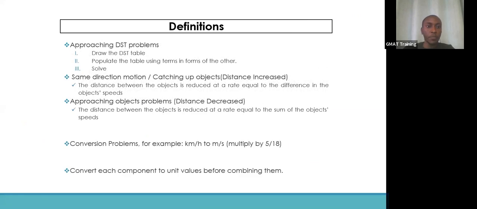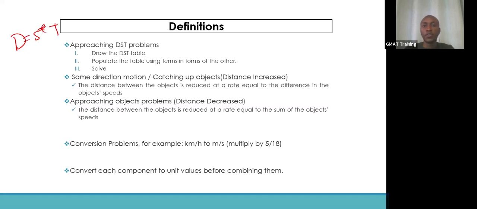Then you can populate the table using the terms in form of the other and then solve. Okay, so that's how we approach the distance, speed, and time types of questions through the table, if you have two or more people. If you don't have two or more people, you can just deal with the formula where distance equals speed times time.